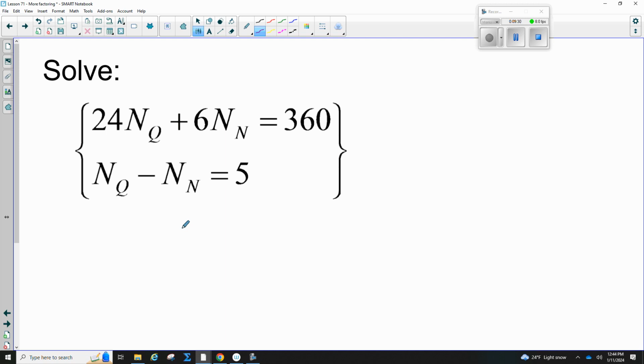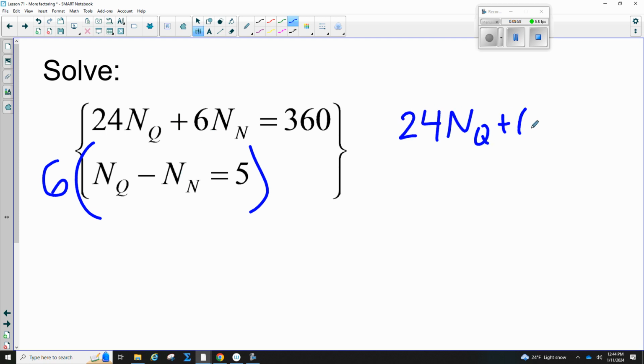Elimination, in my opinion, is the fastest, all right? So let's say I want to either cancel the NQs or the NNs. Doesn't matter. Probably the NNs are easier because this is a smaller number. So if I want to cancel the NNs and do elimination, what should I multiply this by? Yep, just 6, because that'll give me a negative 6 NN, and this is a positive 6 NN. All right, so I have 24 NQ plus 6 NN equals 360.